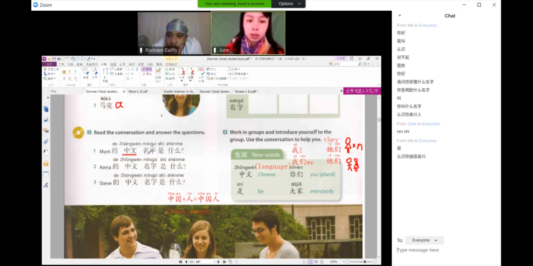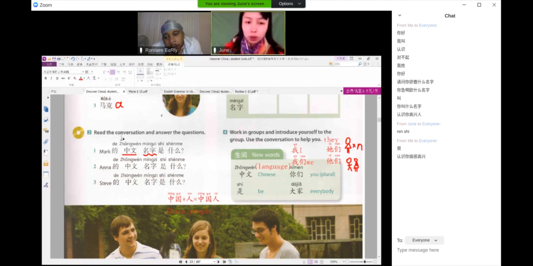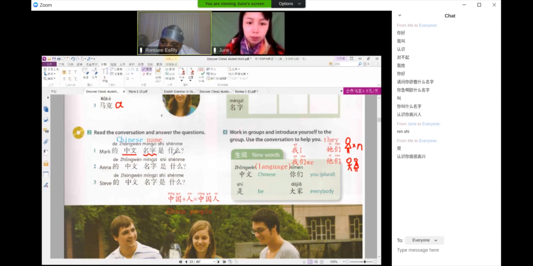Right, the language. And what's 名字? Does that mean name? That's right. So what's 中文名字? What is your Chinese name? And here is asking what's Mark's Chinese name. 马克的中文名字是什么? So here is asking Mark's Chinese name is what? 马克. So the 的 here is kind of like the 's in English, like Mark's Chinese name is what? Is that DE? Yeah, 的. 马克的中文名字是什么?